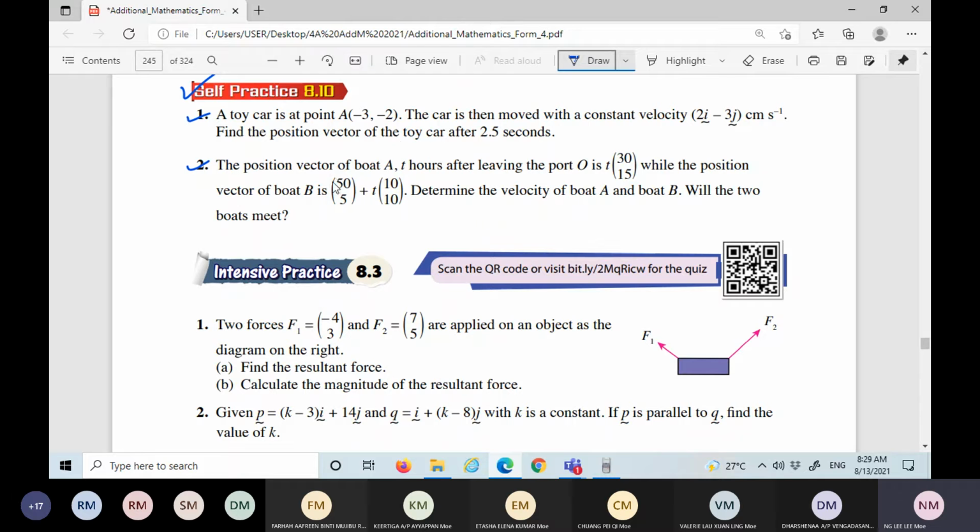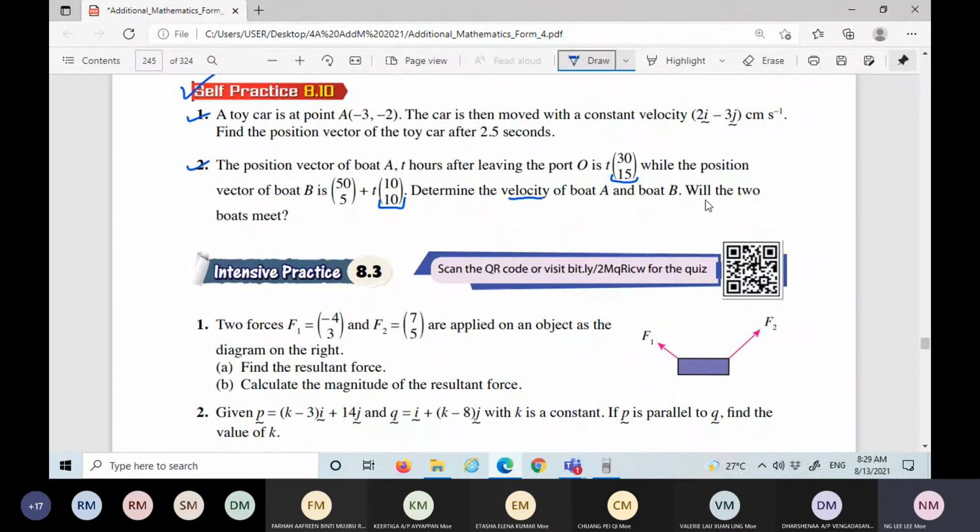Number 2 is the other way around. They give you the position vector, and they're asking you what is the velocity. Just now they gave you the velocity and you had to write the position vector yourself. So where is the velocity? This one will be the velocity law, the 1 times t is velocity. So this is the velocity for boat A, and this is the velocity for boat B.